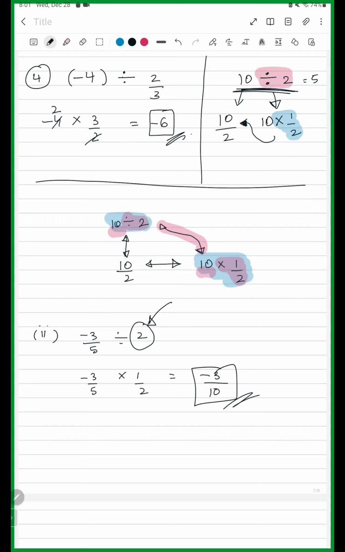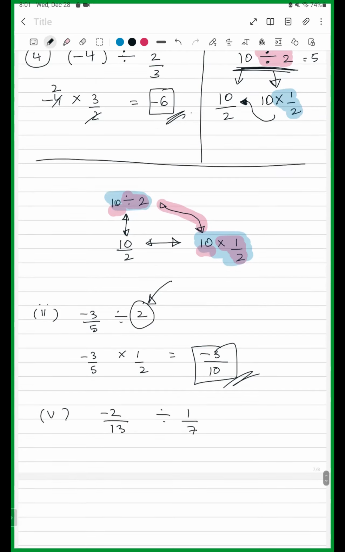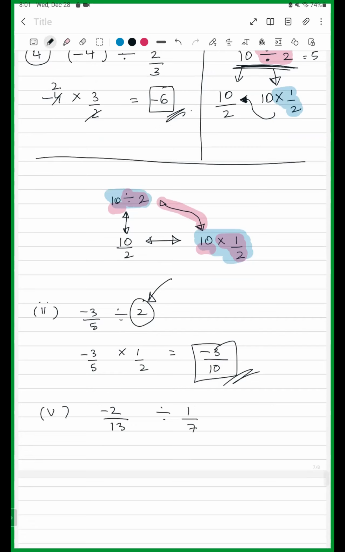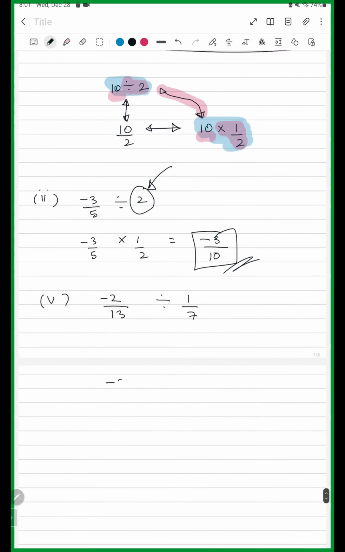Okay. Let's do the fourth part. Minus 1 by 8 divided by, okay, not the fourth part, let's do the fifth part. Minus 2 by 13 divided by 1 by 7. Can you tell me what will come next? Minus 12 by 13 multiplied by 7 by 1. But that's not 12, it is 2. Yeah, sorry. Minus 2 by 13 multiplied by? 7 by 1. 7 by 1, very good. And this becomes? Minus 14 by 13. Very good.